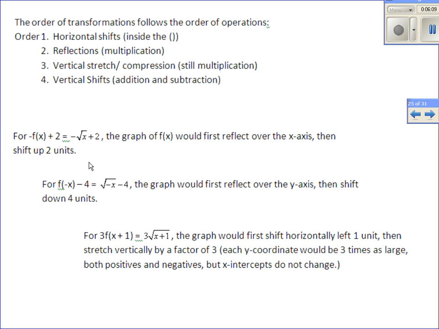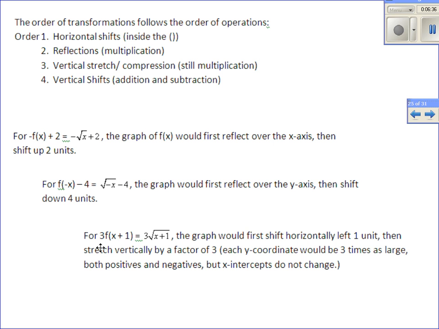So for that first one we looked at, the negative f of x plus 2, the graph would first reflect over the x-axis, that'd be the negative times f of x, and then second would shift up 2 units. For f of negative x subtract 4, inside the function, we have the negative x, so the graph would first reflect over the y-axis, that rotation around the y-axis, and then shift the whole thing down 4 units.